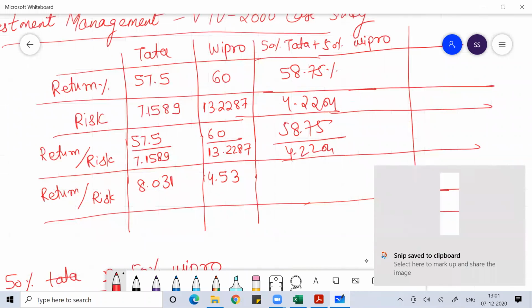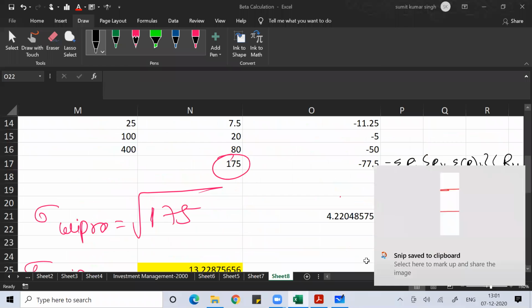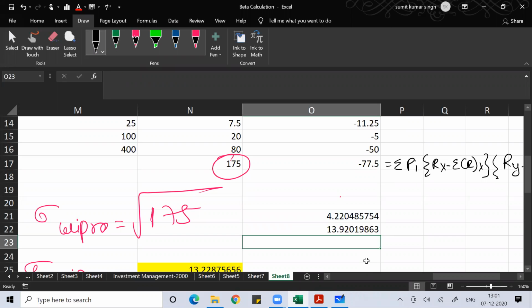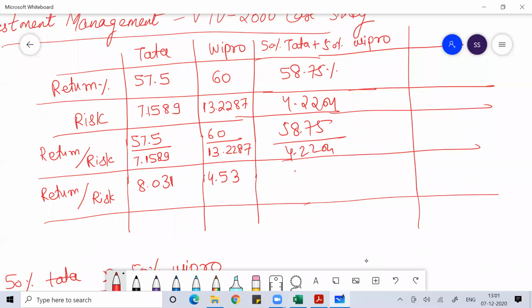If you find this value, 58.75 divided by 4.2204 is 13.92. So till now the best option is option third.